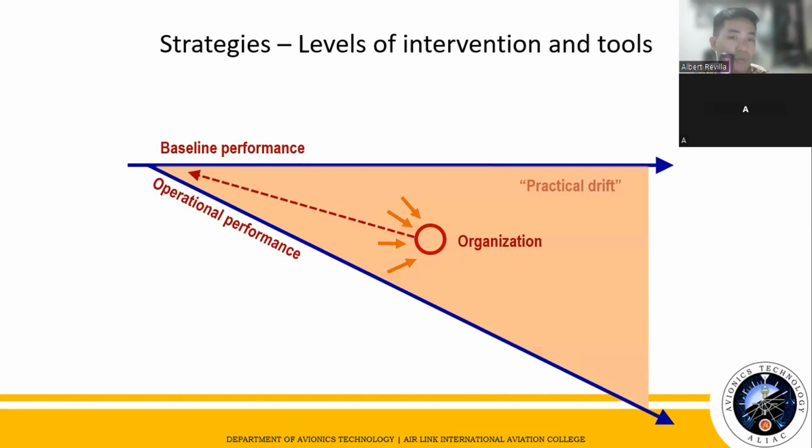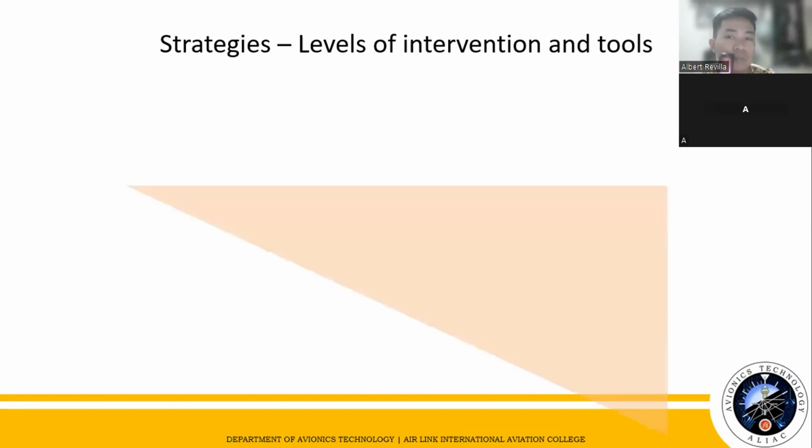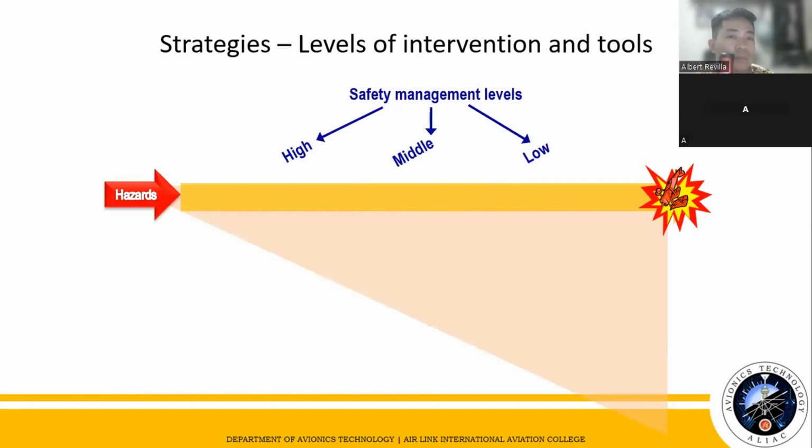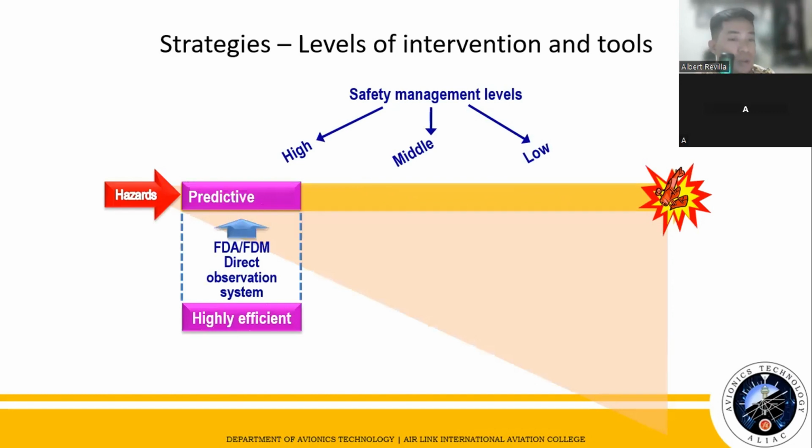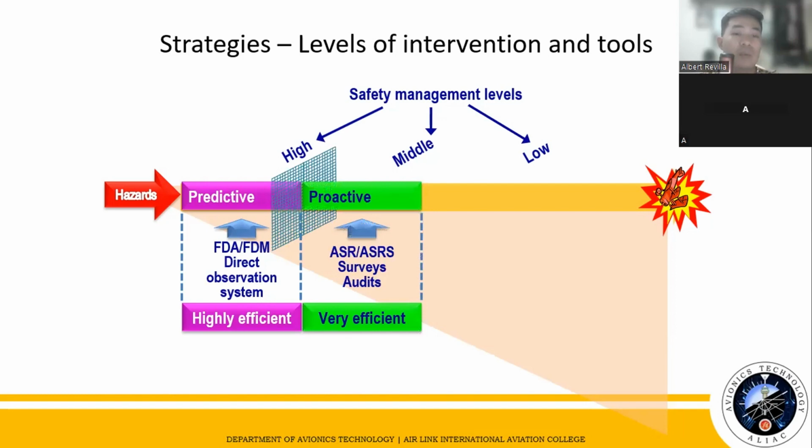So, strategies, level of intervention and tools. So, 'yan. Yan si hazard, catastrophe. So, in safety management level, meron kang high, middle, and low. Yan. So, nandito si predictive. So, FDA, FDM, kakaroon ka ng direct observation system. So, in proactive, ASR or ASRS, surveys and audits. So, hanapin natin, no? Or hanapin nyo din. Dapat hinahanap nyo. FDM.